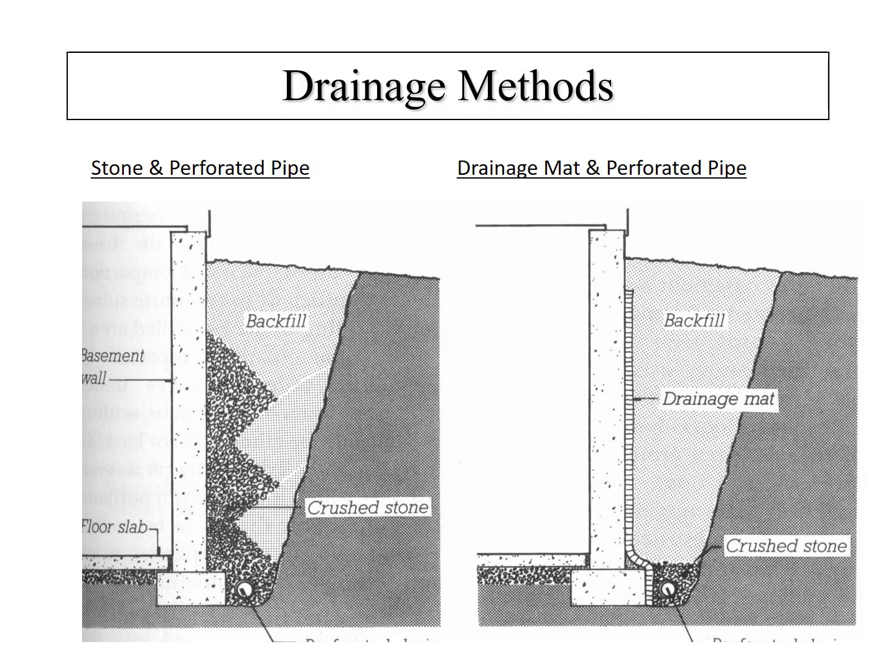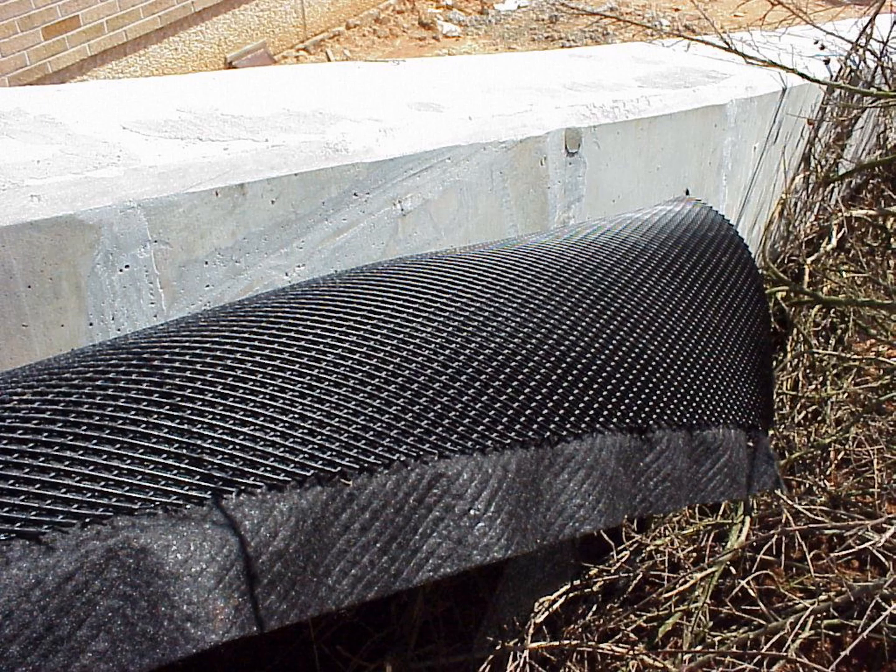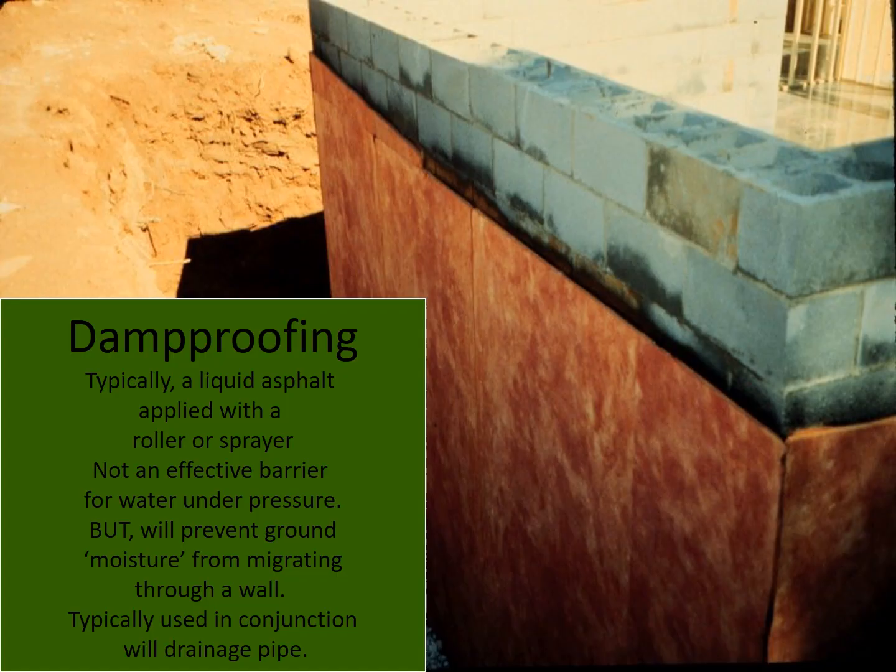Some more on the drainage methods. You could see the oldest one of the tried and true is a stone and perforated pipe down at the bottom that goes right around the perimeter of the footing. So there's also the other type of a drainage mat and perforated pipe. So here's a drainage mat and what it looks like inside, in reality, on the site.